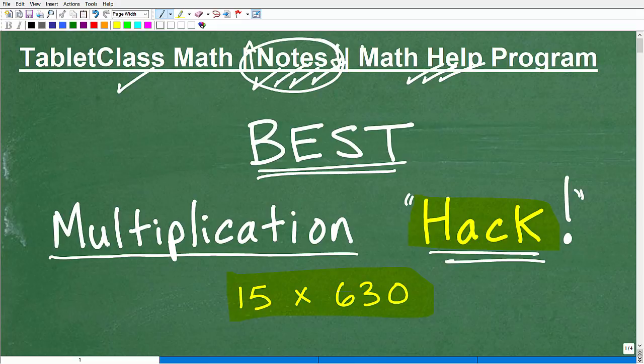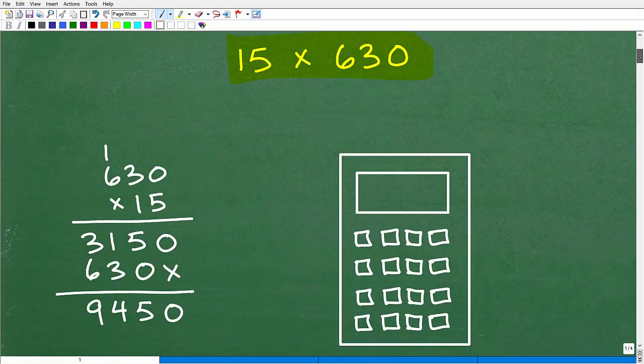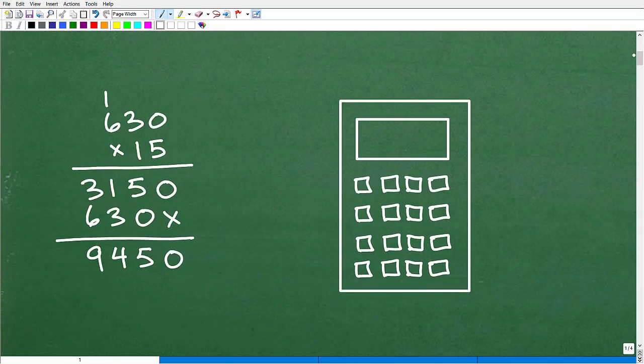Okay, so let's get into multiplication, everyone's favorite topic. And let's talk about this problem here. 15 times 630, that's a pretty simple problem. Okay, so how do we do this problem? Well, there's just good old-fashioned arithmetic, right?